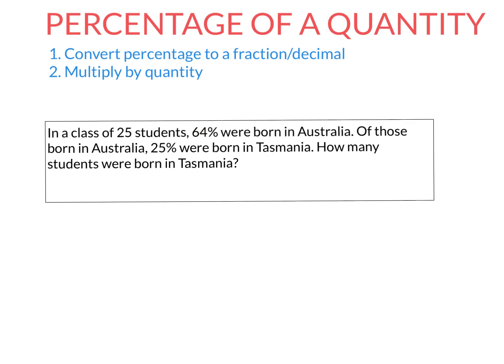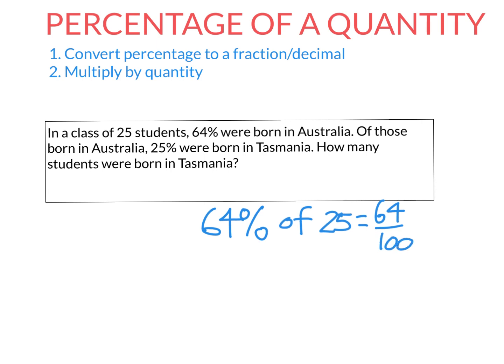So here we know the percentages and we're calculating a quantity, in this case how many students. Let's first start by calculating how many students were born in Australia. So 64% of 25. To calculate this, you convert the percent to a fraction or decimal, doesn't matter which one. Now of means times, and then you times by the quantity. You don't need to simplify this fraction here because we're using it in a calculation. So putting that in a calculator, you get 16. So 16 students were born in Australia.